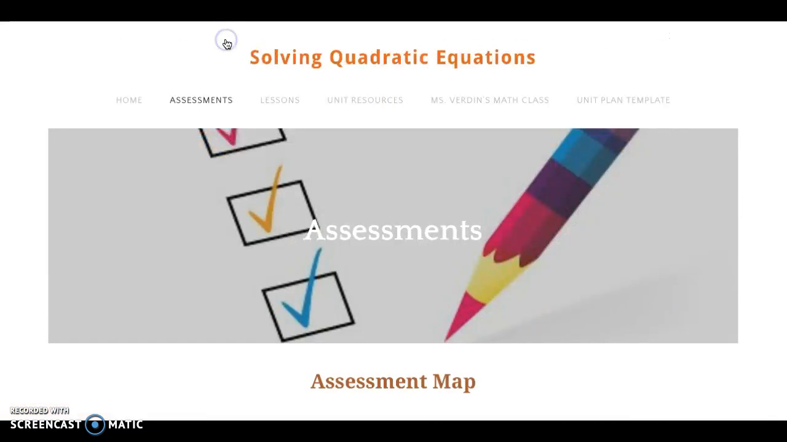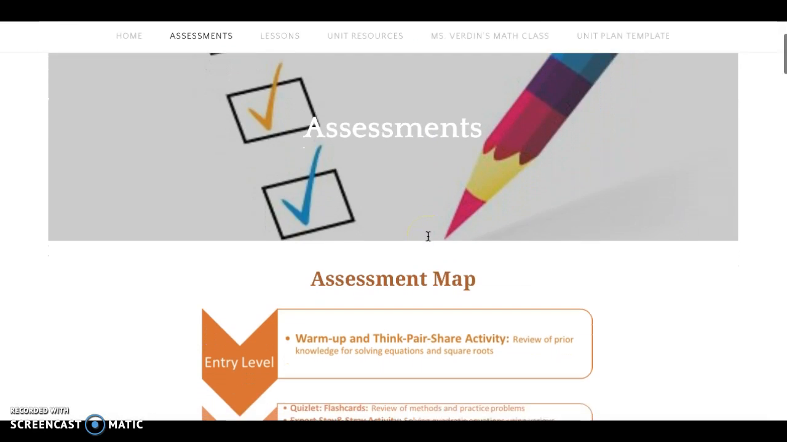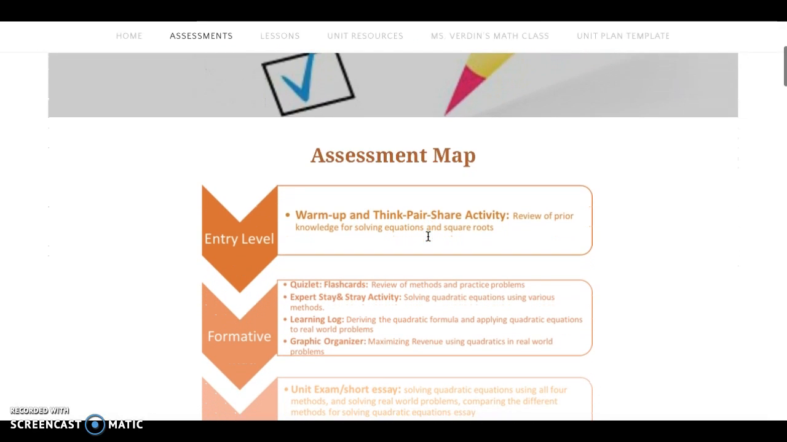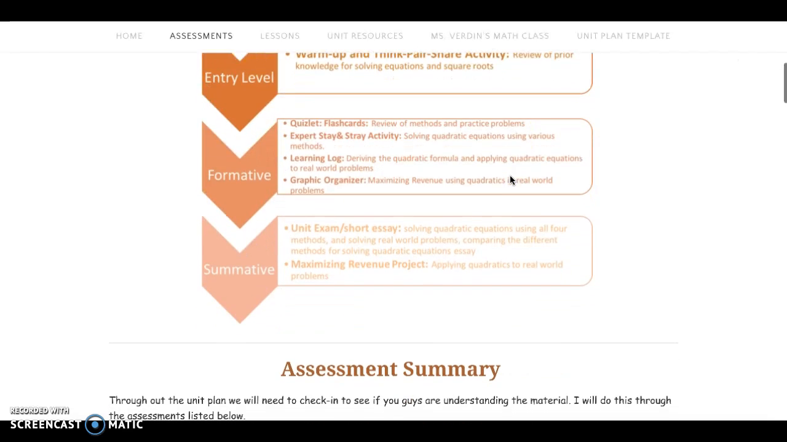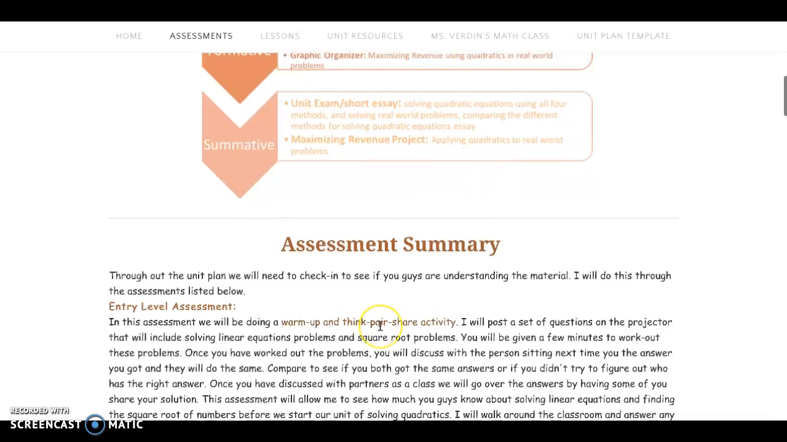So here we have some assessments that we're going to be using to assess our students. We have an assessment map that lists entry-level, formative, and summative assessments. It just lists the name of each assessment and what will be assessed in each of the assessments. So we have an assessment summary.